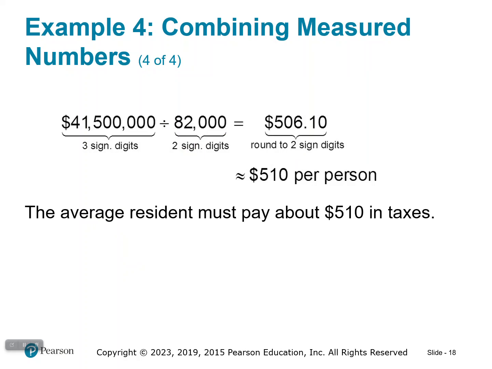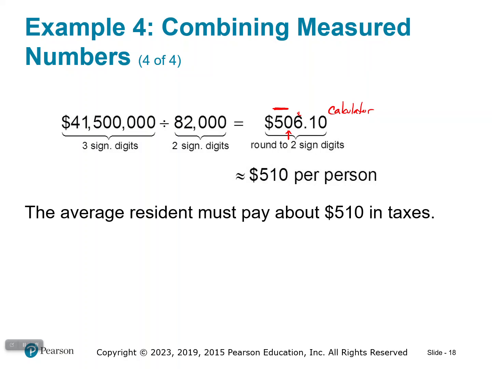$41,500,000 divided by 82,000 residents is $506.10. This is our calculator answer. The calculator is not wrong, but the calculator doesn't do significant digits. If I want 2 significant digits, I want my 2 significant digits here. Since 0 will be my second digit, I look at the 6. The 6 tells me to round up, and so that 50 becomes a 51, zeros for the rest of it. It's about $510 per person in taxes.